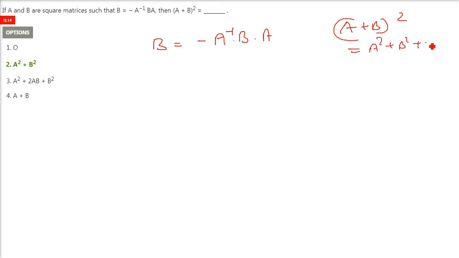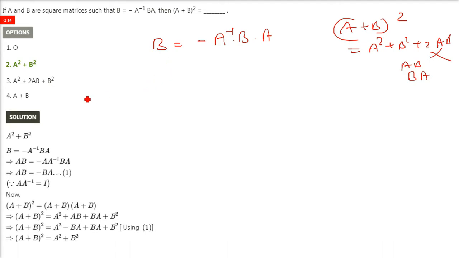If A and B are square matrices such that B equals negative A inverse B A, we have to find out (A plus B) squared. Please remember, it is not that (A plus B) whole square gives A square plus B square plus 2AB. No, that's incorrect. This is a matrix, so AB and BA are not the same. Matrix multiplication is not commutative.